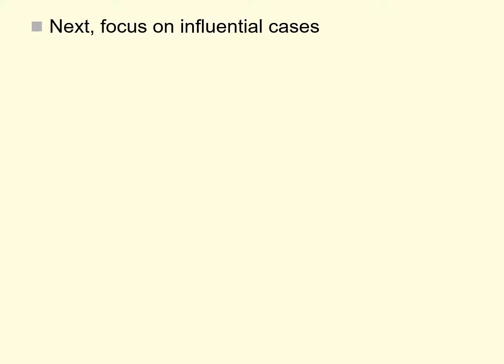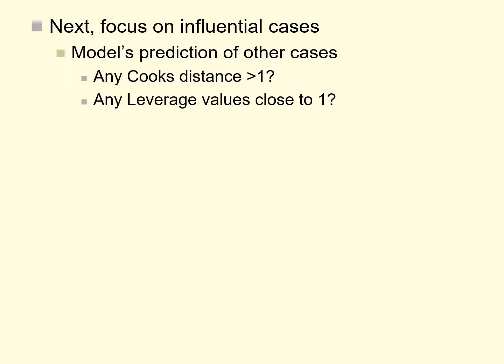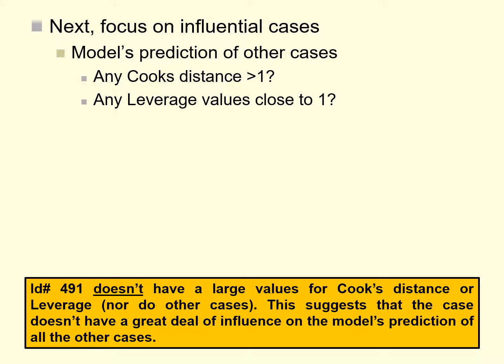Next, we can focus on influence in terms of the model's ability to predict other cases. We can look for cases that have large values for Cook's distance or leverage. Here, our person ID number 491 doesn't have particularly large influence in terms of his or her Cook's distance or leverage value, nor do any other cases, suggesting that this case, 491, doesn't disproportionately influence the model's ability to predict all the other cases.